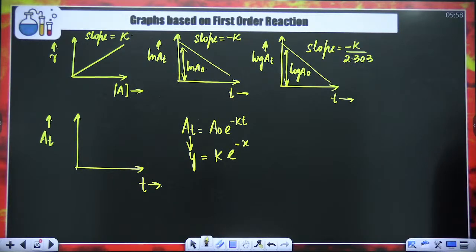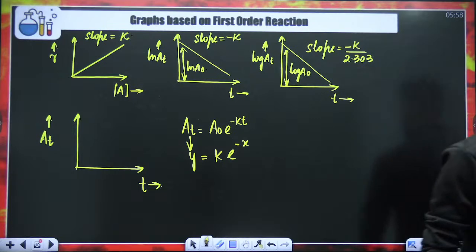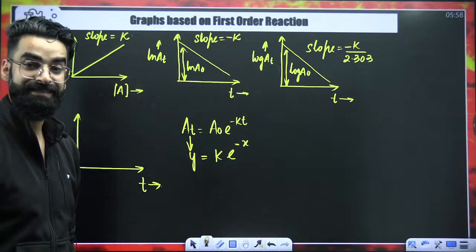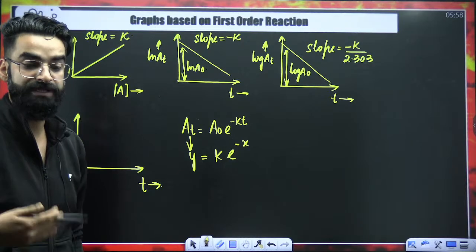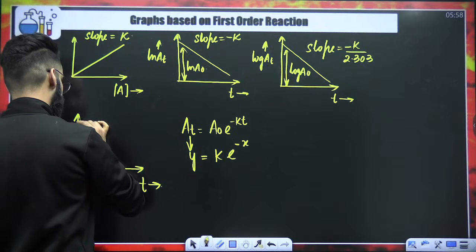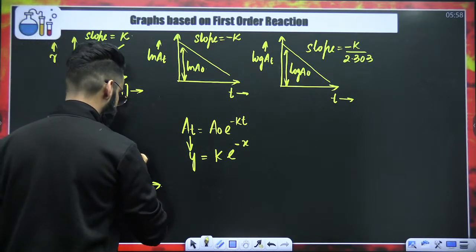Do you remember what will be the nature of the curve? Y is equal to e raised to the power minus x. Is it going to be the exponential decrease form? Absolutely, it will be the exponential decrease form. It will be exponentially decreasing.